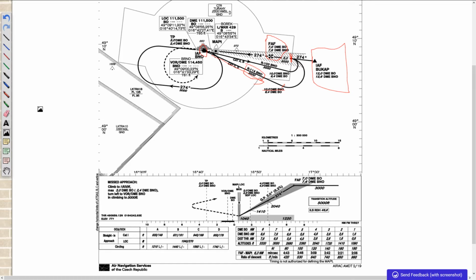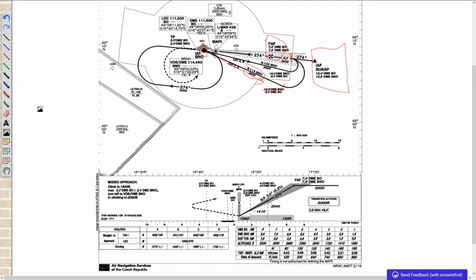I guess the rate of turn depends on the category as well, because I see category A and B are much tighter than that. Yeah, that's the difference between the categories. That's why A and B have another radial closer to the final approach or glide path, or however to say it.